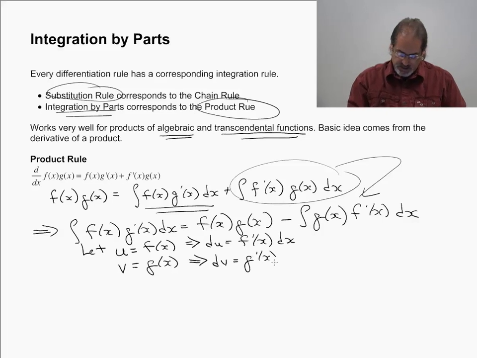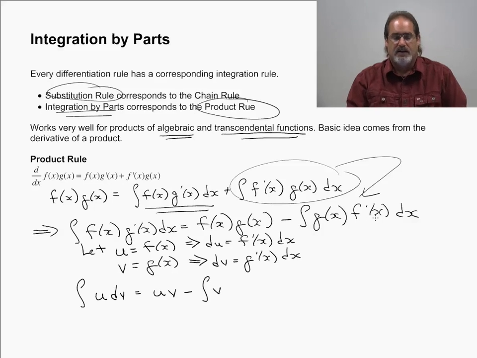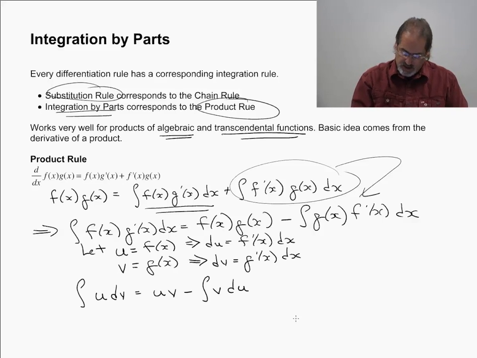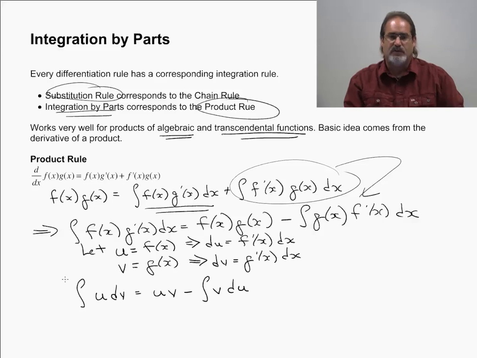Now, using that notation, what I actually have is the integral of f of x, which is u, times g prime of x dx, which is dv, is equal to f of x, which is u, times g of x, which is v, minus the integral of g of x, which is v, times f prime of x dx, which is du. This right here is the rule that we refer to as integration by parts.